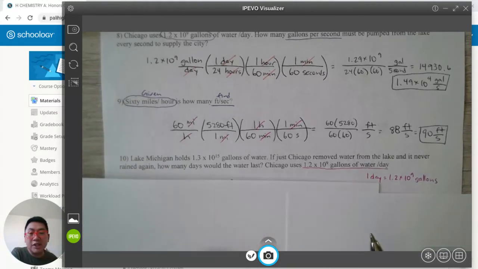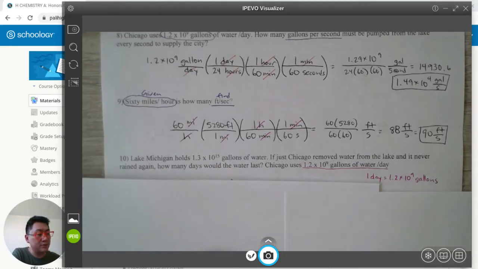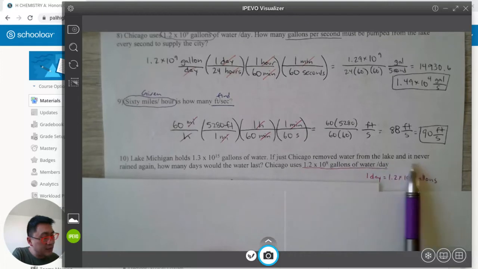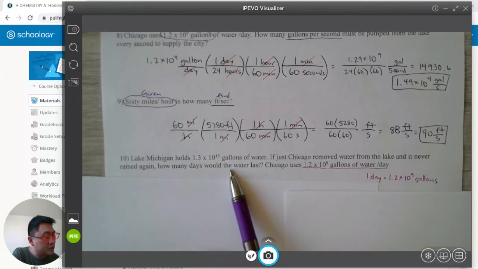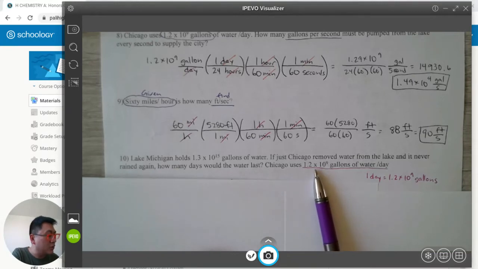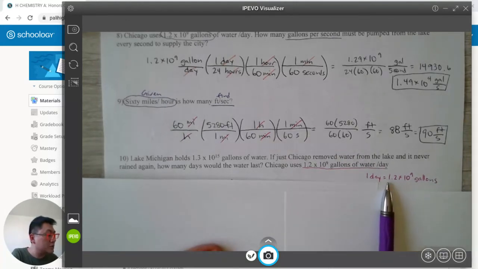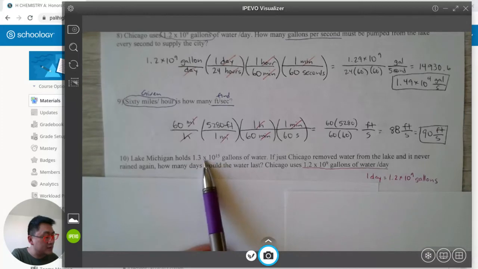Okay, Lake Michigan holds 1.3 times 10 to the 15 gallons of water. If Chicago removed water from the lake and it never rained again, how many days would the water last? Chicago uses, this is just my given, 1.29 times 10 to the 9th gallons of water a day. What that means is, in one day, Chicago uses 1.29 times 10 to the 9th gallons. This is a conversion factor. I have gallons. This is my given.